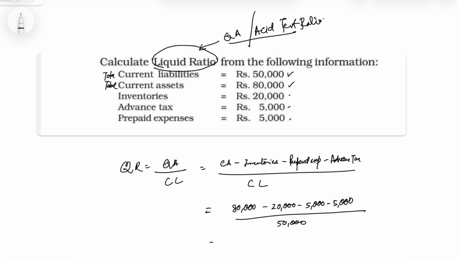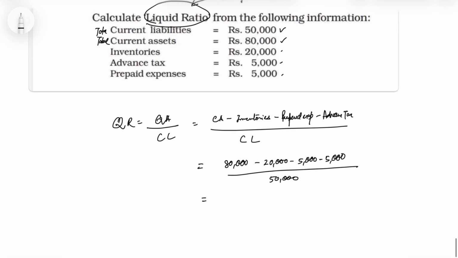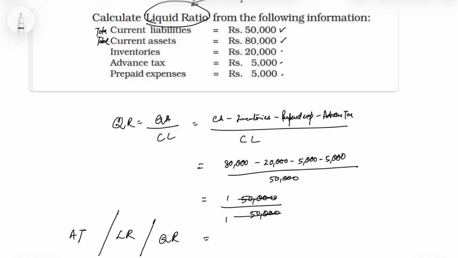50,000. Understand this: 50,000 divided by 50,000 is 1. So therefore the quick ratio, also called the liquid ratio or acid test ratio, is 1 is to 1, which is the ideal ratio. So, question.